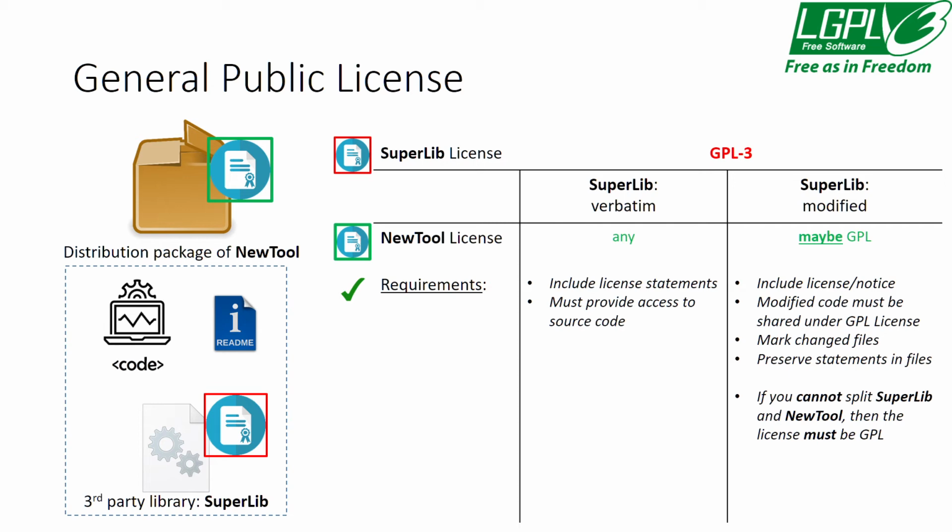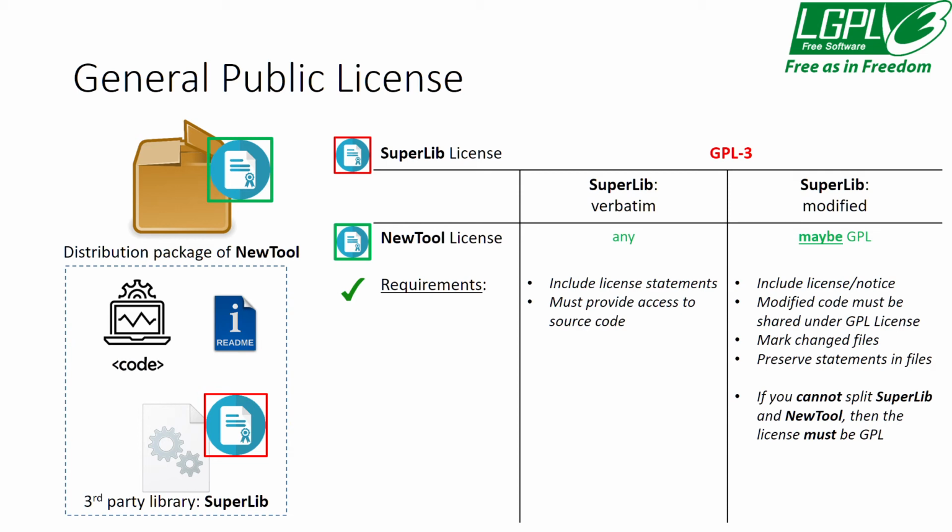If we modify the implementation of Superlib, however, the situation is a bit different. We still need to include all license information and any notice file that may be included in the Superlib package. Then we must document which part of the Superlib source code was modified. Be careful again with the license statement in all files. We may add to them, but we cannot remove non-modified. Finally, we will need to provide access to the modified Superlib code.